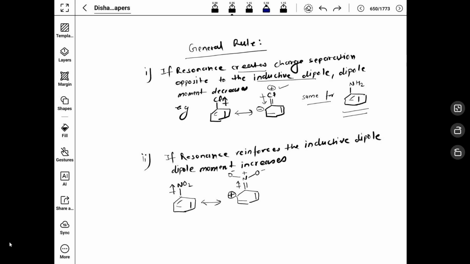Okay, now the other condition in which resonance reinforces the inductive dipole moment and increases the net dipole moment. For example, in nitrobenzene, the direction of the dipole moment is from carbon to nitro. And in the resonance also, you can see that the direction is the same. So the net dipole moment will be more than expected in this nitrobenzene case.